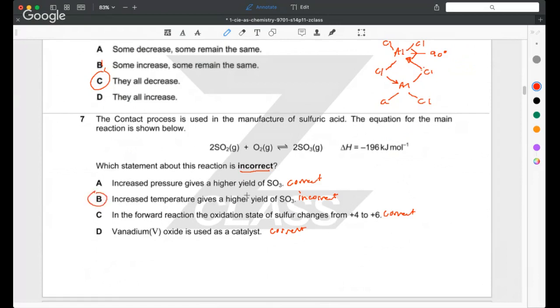But you can positively check as well, because this is an exothermic process, and if you increase the temperature for an exothermic process, then that means the position of equilibrium is going to be forced back towards the reactants. And it's said that the increasing temperature causes a higher yield of sulfur trioxide, the product. Well, that's not right. It'll give you a lower yield if you increase the temperature.